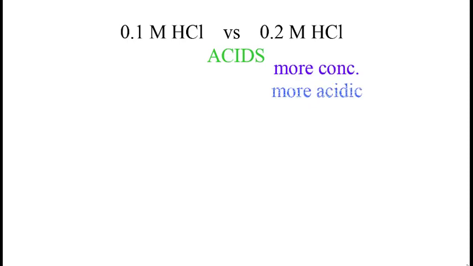We want to rank in pH 0.1 molar HCl and 0.2 molar HCl. We first decide whether these are acids or bases. Of course, we recognize this as hydrochloric acid, but the H in front of the formula tells us this molecule is acidic. The second solution is more concentrated, and therefore is more acidic. Solutions that are more acidic should have a lower pH, so the 0.2 molar solution is lower in pH.